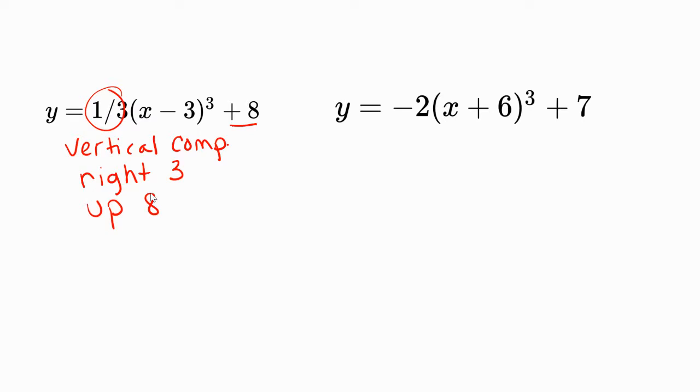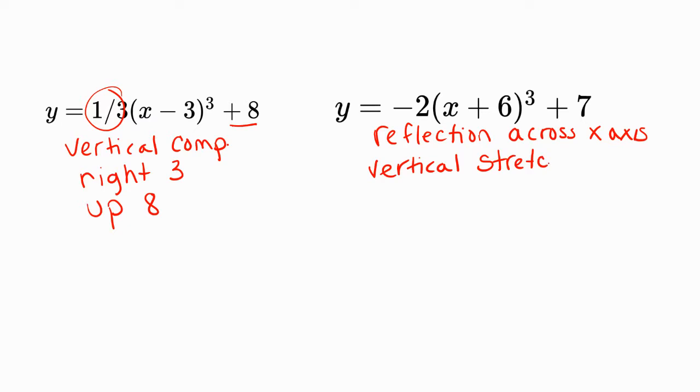And then last but not least, we have every single transformation going on that we can. That minus sign means it's a negative a value, so that means it's a reflection across the x-axis. That 2 is bigger than 1, so it's a vertical stretch. x plus 6, it's inside that parentheses, which means it's an h value. So we are going to the left 6. And that plus 7's outside, so we are going up 7.